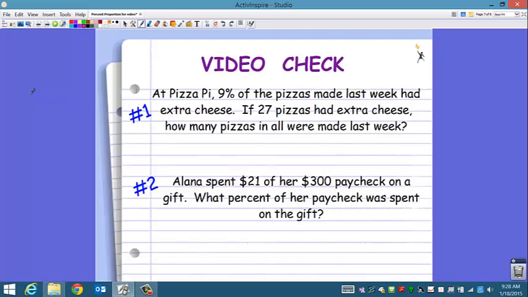Question number 1. At Pizza Pie, 9% of the pizzas made last week had extra cheese. If 27 pizzas had extra cheese, how many pizzas in all were made last week? You need to make your list of your part, your whole, and your percent so you can identify what you're solving for. You need to show your proportion, solve your proportion, and write an answer statement, just like we got done doing.